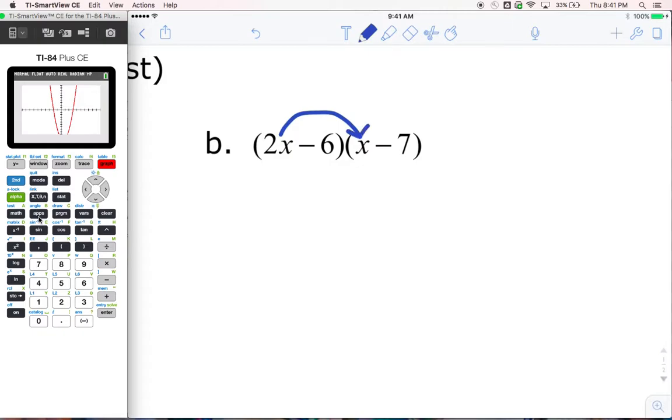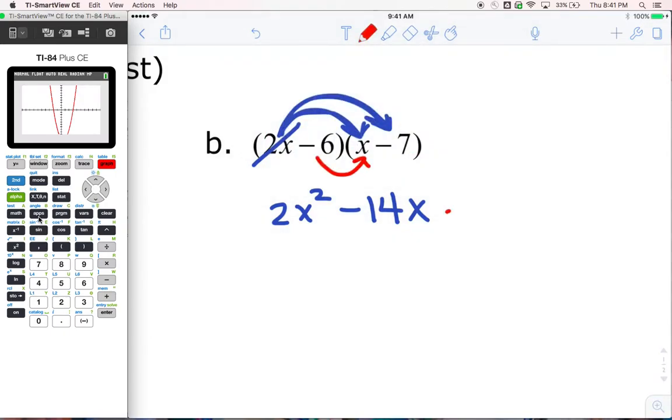2x times x is going to be 2x squared. And 2x times negative 7 is going to be negative 14x. So 2x times x, and then 2x times negative 7, and we're done with the 2x. Now we're going to move on to the minus 6. The minus 6 multiplies x, and we get negative 6x. And then the minus 6 multiplies negative 7, and we get negative 6 times negative 7, which is a positive 42.